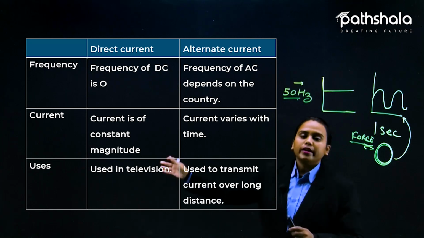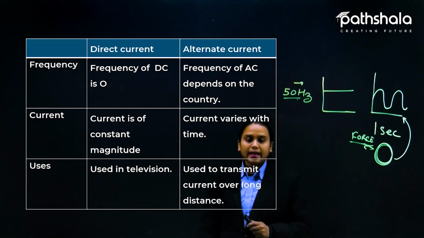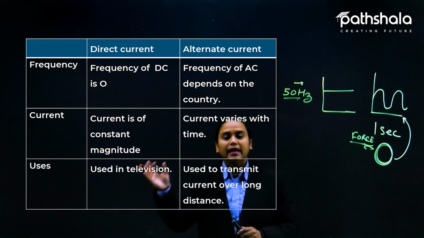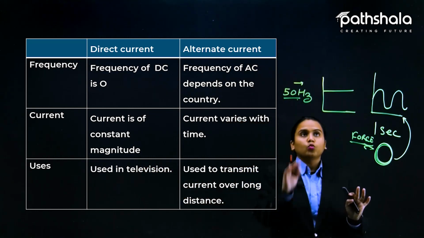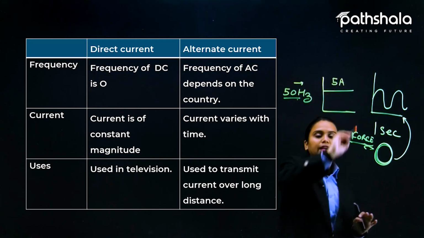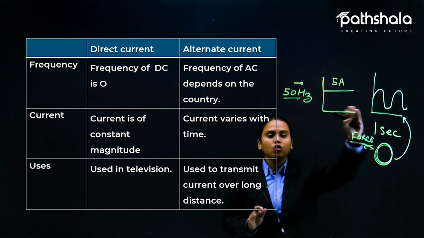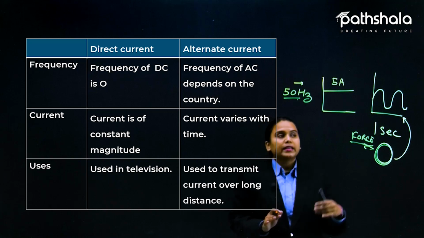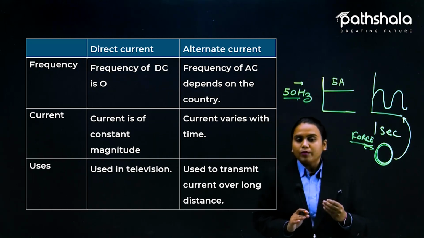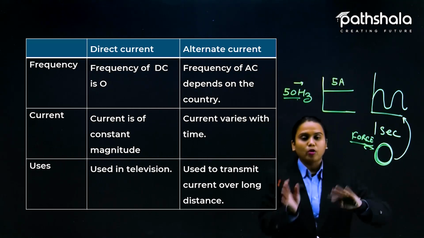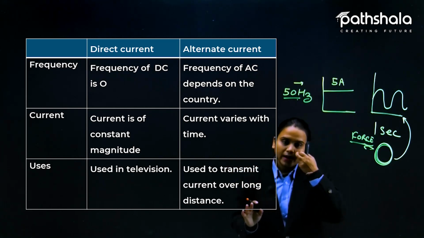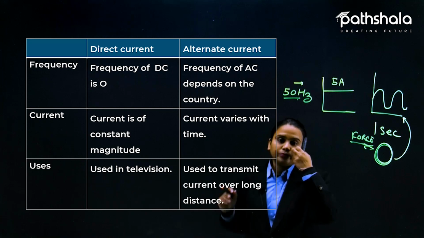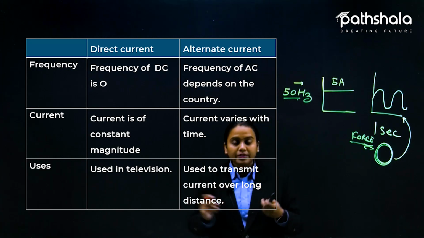Now, in the case of current, it is again a very specific thing that in direct current we have a constant magnitude like this. So once it is 5 ampere, it will be 5 ampere for the whole long time. But here the current is going to vary because the phase is changing from positive to negative. Once again it is going to be 0 for a while. Fine. Now uses. Direct current is used in television.